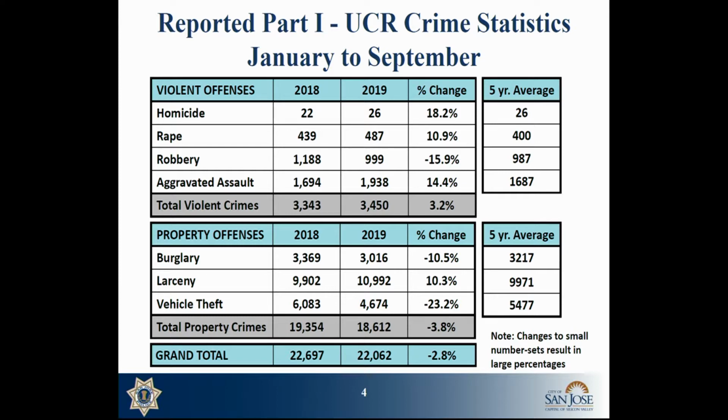Aggravated assaults are up. And if you look at our property offenses, we've had a 10% drop in burglary, a 10% increase in larceny, and a 23% drop in vehicle theft. And if you look at that vehicle theft number, that's particularly telling because you'll see that even when compared to the 5-year average, we're significantly lower than we have been in the past. We've had a very good year in our vehicle theft areas. Total property crime is down 3.8%. Our total violent crime is up 3.2%. And overall, there's a 2% drop in UCR crime stats year to date.